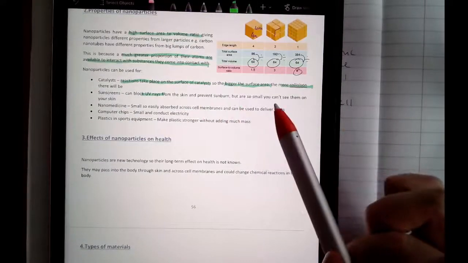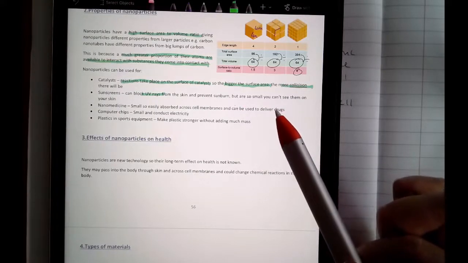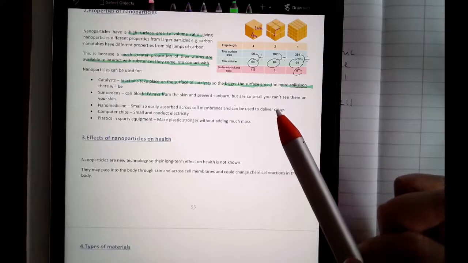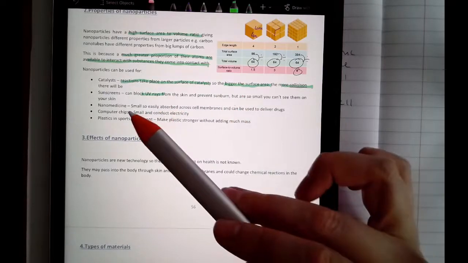And then the other advantage is the fact that nanoparticles are so small, you can't see them on your skin. If you could, you'd end up with a kind of white paste on your skin. Because they're so small, once you rub them in, they're invisible. So you can't even see that you've got the sun cream on.